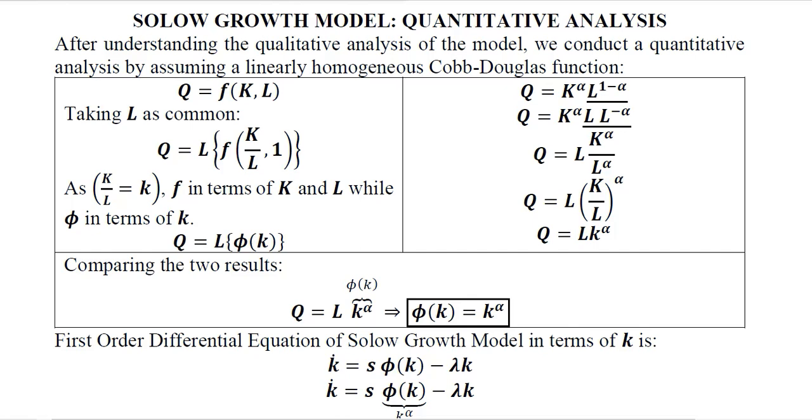After conducting the qualitative analysis of the Solow's growth model, now we can do its quantitative analysis as well. So let us start the quantitative analysis of Solow's growth model. For that, we assume that the functional form of the production function is Cobb-Douglas, and it is also linearly homogeneous.